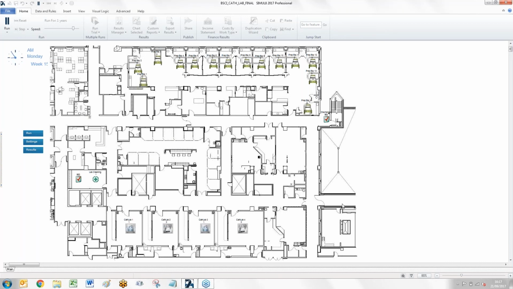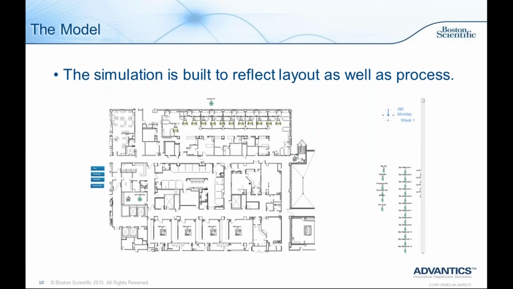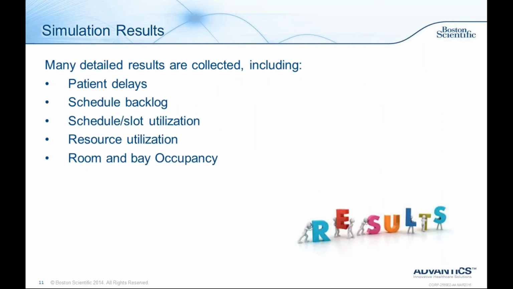So let's take a look at some of the key results the model generated. Patient delays and schedule backlog. Actually, for patient delays, you could see the data running in the simulation. And if you run it for a long time and stare at it, you could see some places stack up, which represents the bottlenecks in our process. Another key result was schedule or slot utilization, resource utilization, and room and bay occupancy.